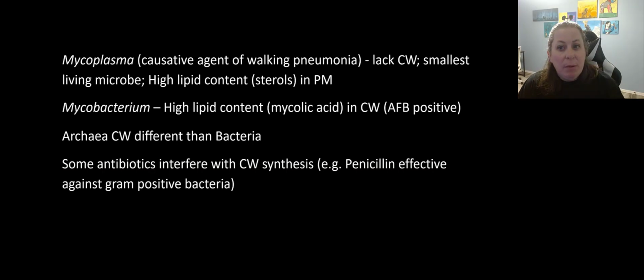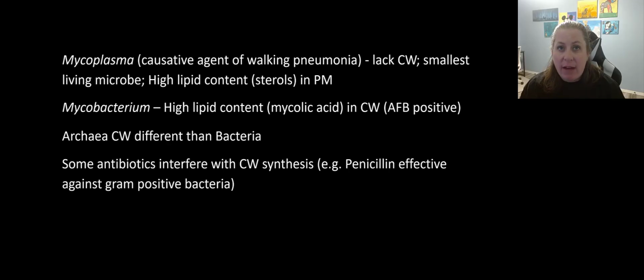Now again, remember there are some exceptions to the rule when we talk about the peptidoglycan. These are going to be the mycoplasma type of cell walls. It is the causative agent of things like walking pneumonia, and they lack a cell wall. They don't even have one. These guys are the smallest living microbe because they're not a virus. It's an actual bacteria, and they have a very high lipid content in their plasma membrane.